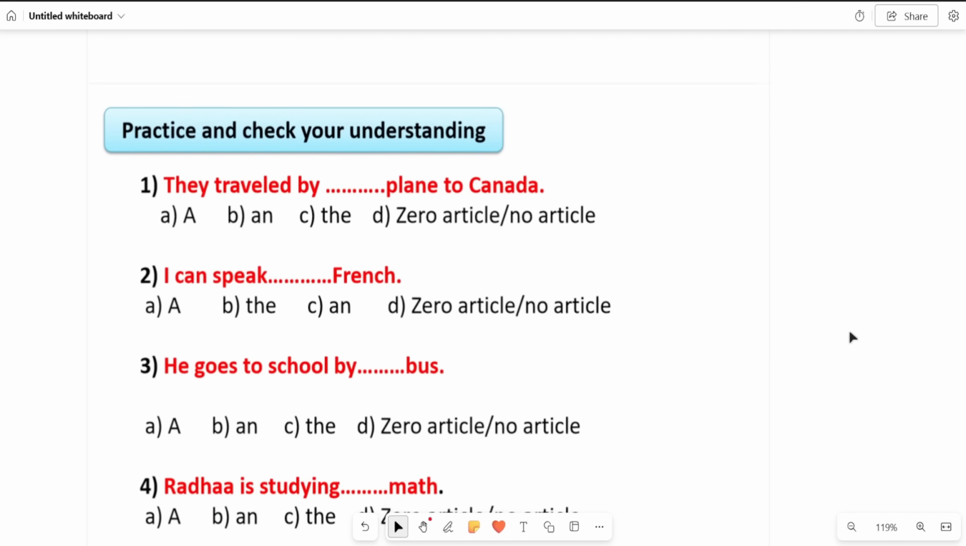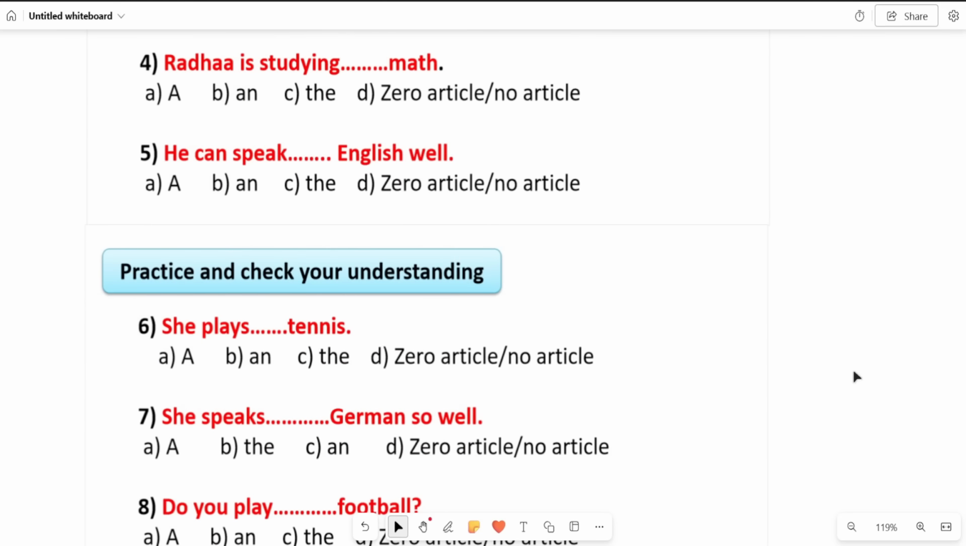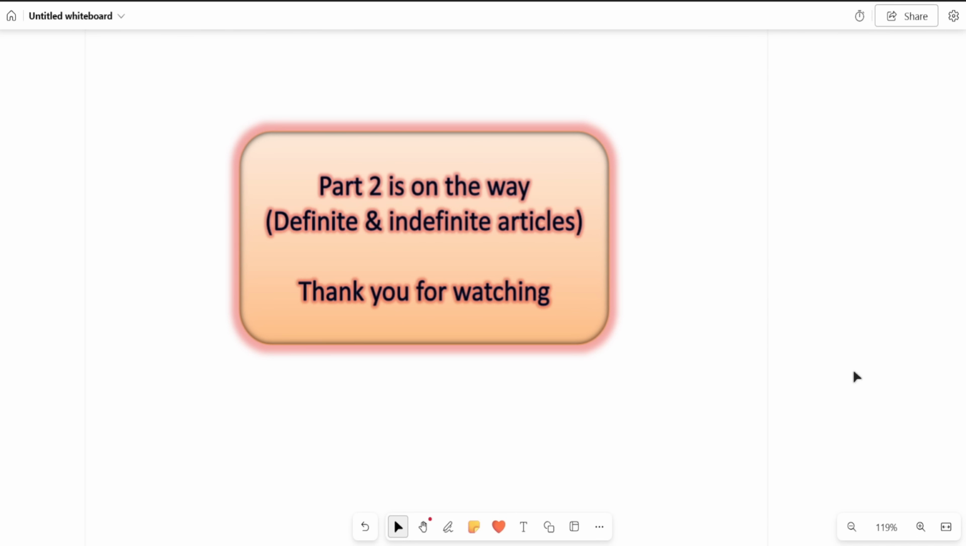Okay, then I have given some practice sheets or questions here. You can practice all of this and comment your answers in the comment section, and that's it. By this only we're going to understand how much we have learned. So part 2 will be on the way, and we'll definitely understand the definite article, that is the, and the other two articles.